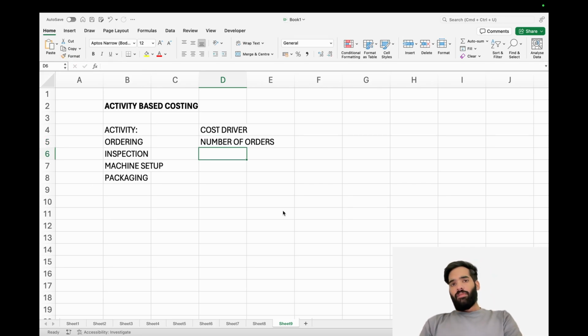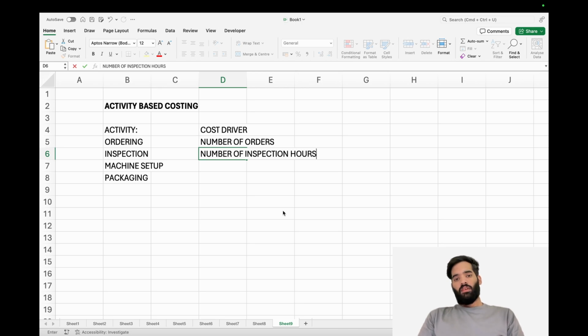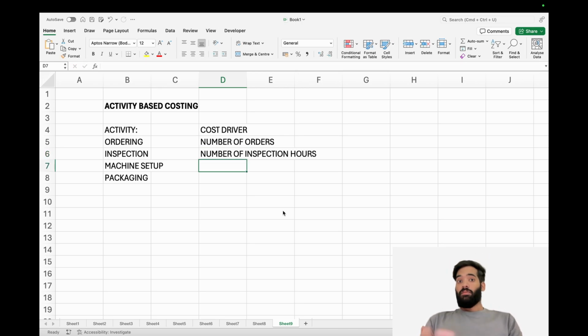Similarly, for inspection, if we think about it, which variable drives inspection? Of course, number of inspection hours. If I do more hours of inspection, I have to pay more money in inspection. So this will be number of inspection hours. Machine setup, okay? So this will be number of machine setups.